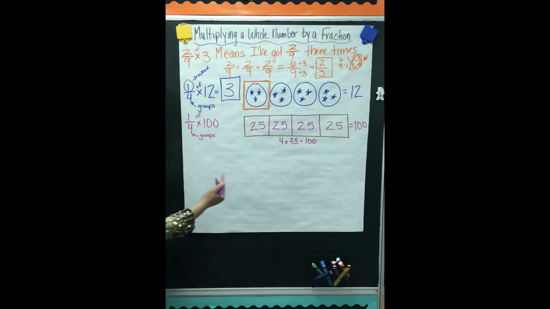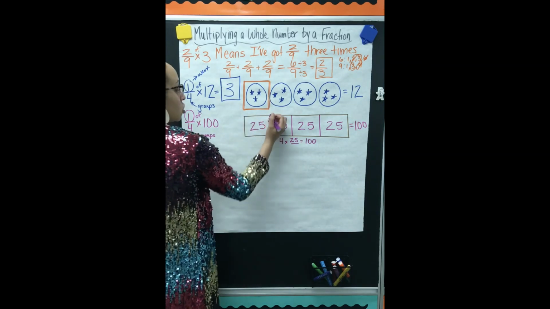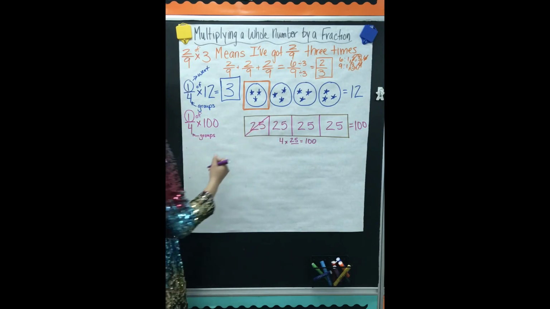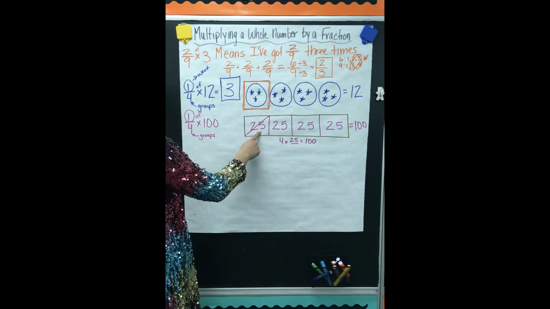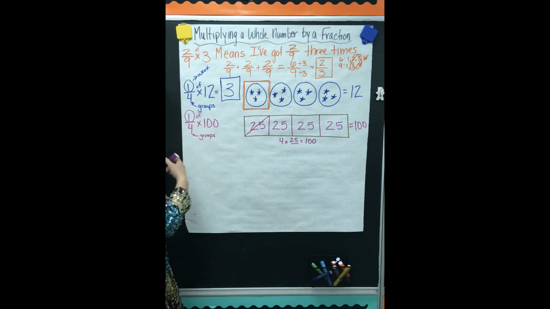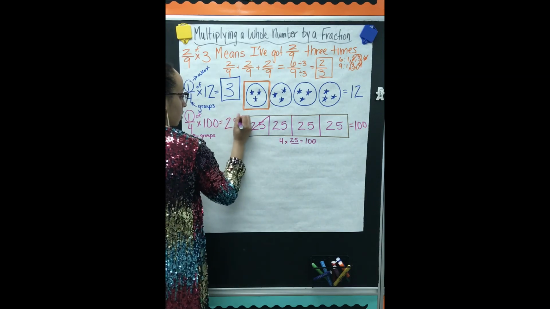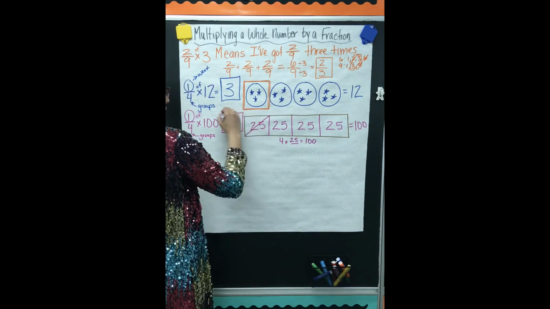How many of those do I want? Well, where do I look in my problem to tell me how much I want? I look at my numerator, and we're going to take how many groups? Hopefully we're all saying 1. Well, in order for us to model this and show, we're going to cross this off. Well, if I'm taking just one group, how much is that worth? It's worth 25. That means that 1/4 of 100 equals 25. And that is what I modeled.